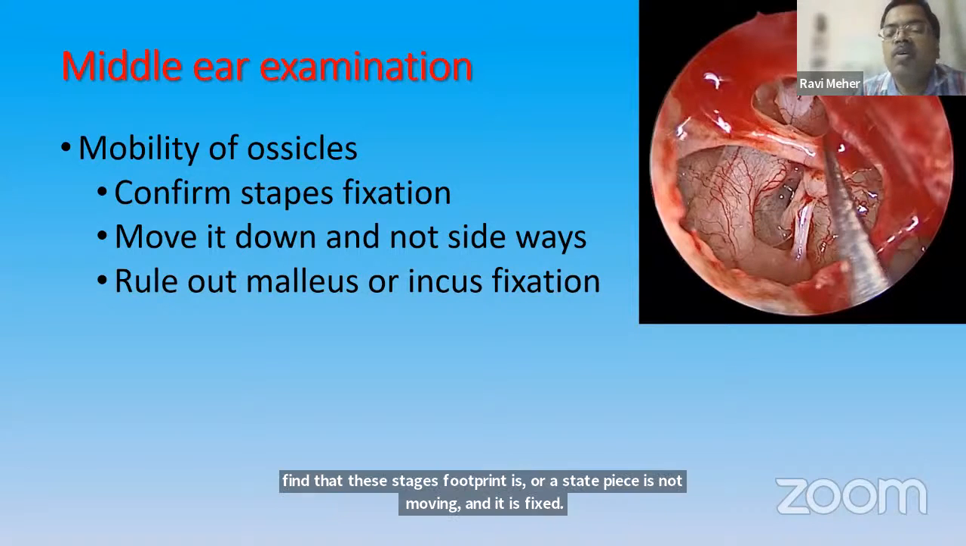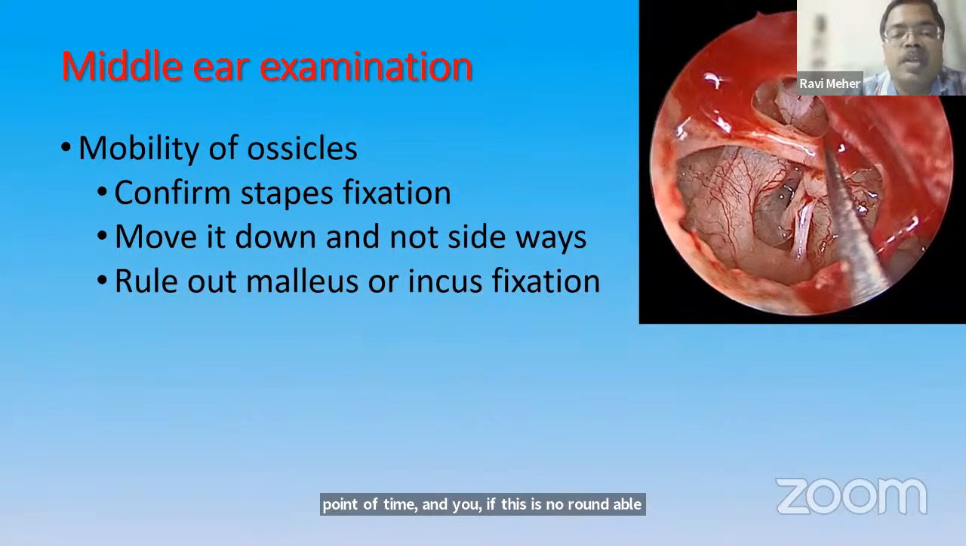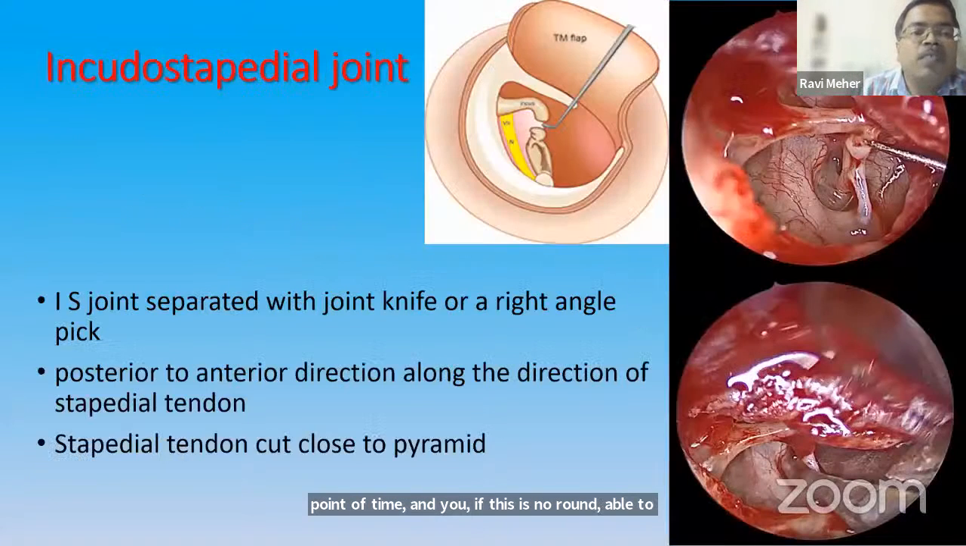You can also check for round window reflex at this point of time, and if there's no round window reflex, probably the stapes is fixed, right? So this is how you check for the mobility.